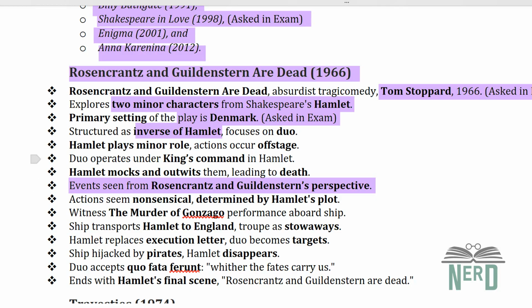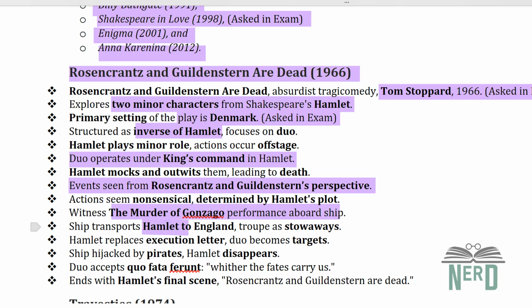The duo tries to reason through fate, chance, and death, yet everything they do feels meaningless, predetermined by the script of Hamlet. Their conversations echo the existential absurdity found in writers like Beckett and Ionesco. The two men even witness the play within a play, The Murder of Gonzago, performed by a traveling troupe aboard a ship, one of many layers of theatre within theatre.